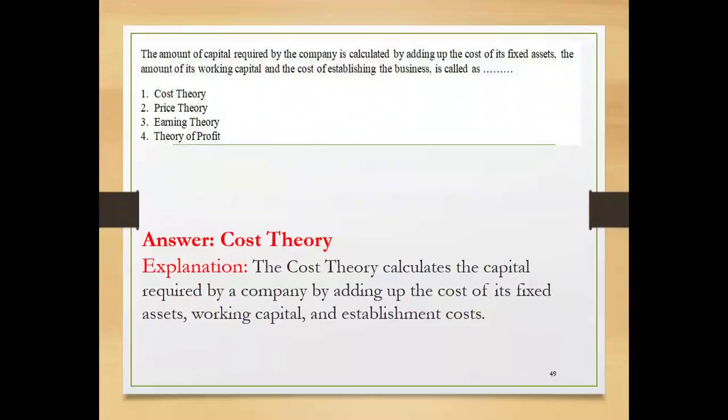The amount of capital required by the company is calculated by adding up the cost of fixed assets, the amount of its working capital, and the cost of establishment. Is it called cost theory, price theory, earning theory, or theory of? It is cost theory. It calculates the capital required by the company by adding up the cost of its fixed assets, working capital, and establishment costs.